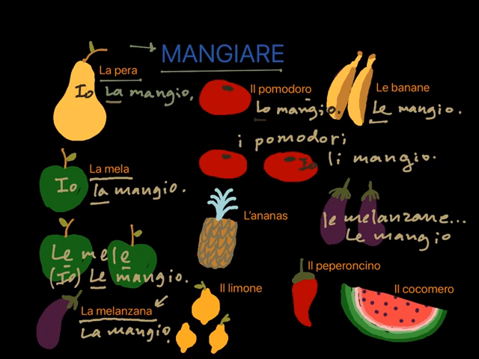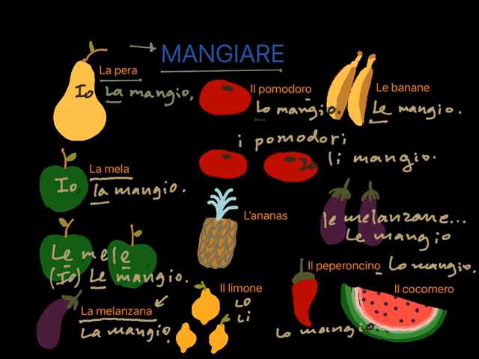Il peperoncino whispers into your ear that it's masculine, so we'll say lo mangio. Io is optional. Il cocomero, watermelon, you will say lo mangio. Why is that? Because it is masculine. You see it by the ending. You go back, you look at the direct object pronoun, you'll say lo mangio. Il limone will be lo mangio. And then for the plural, i limoni will be li mangio.